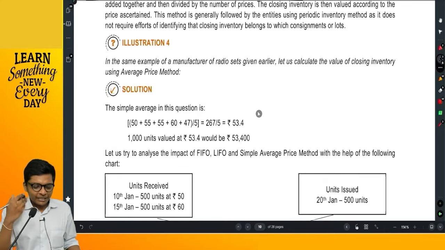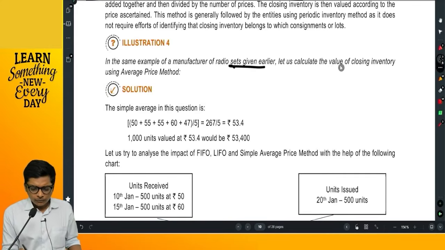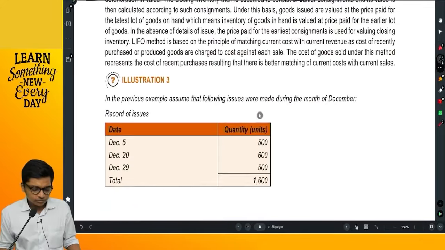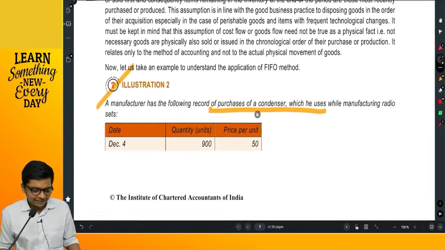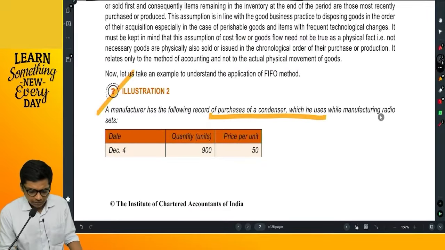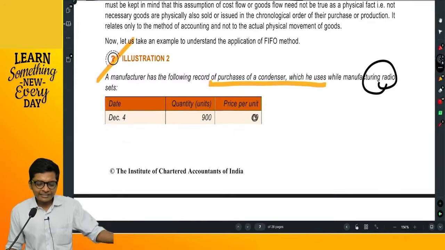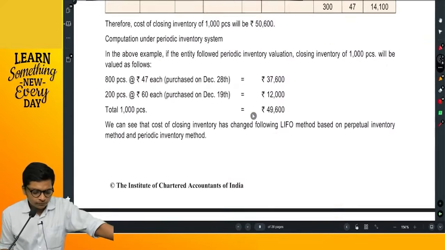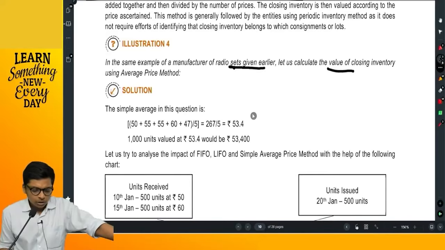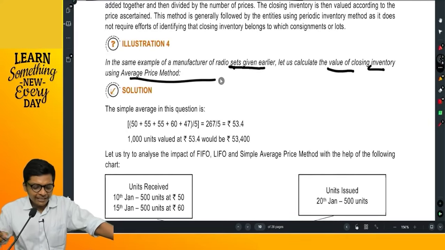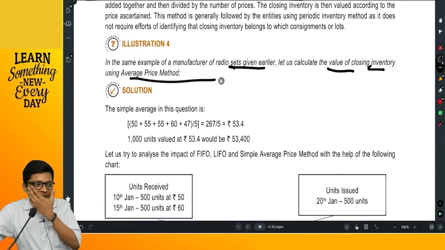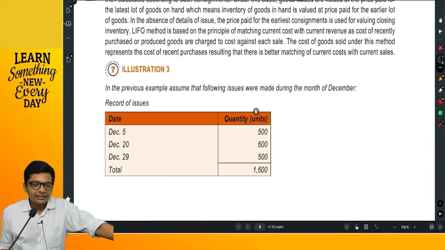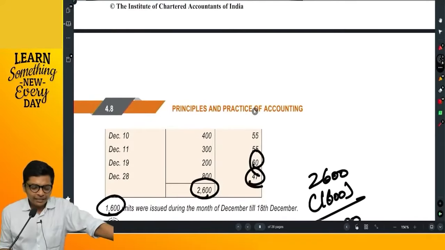Using the same previous example. Which example? Radio sets given earlier. This one, guys, in the question now. Radio sets. Using illustration 2 values, he is asking you to compute using the average price method, simple average price. How to do it? Total all the prices and divide by the number of prices.